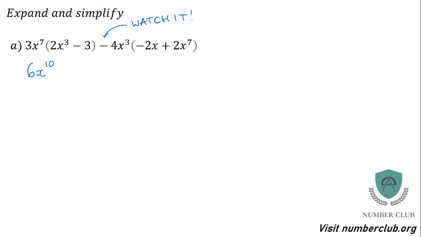Remember, it's just multiplication. 3x to the power of 7 multiplied by negative 3. Well, 3 lots of negative 3 is negative 9x to the power of 7. Negative 4x cubed multiplied by negative 2x. So those two negatives are going to multiply together. Be really careful with that. If you've got a negative here, all of the signs in this bracket are going to change. So negative multiplied by a negative is going to create a positive. 4 times 2 is going to create 8.